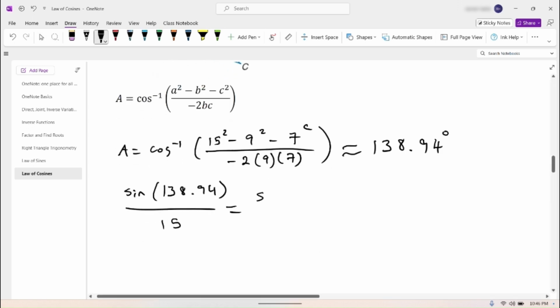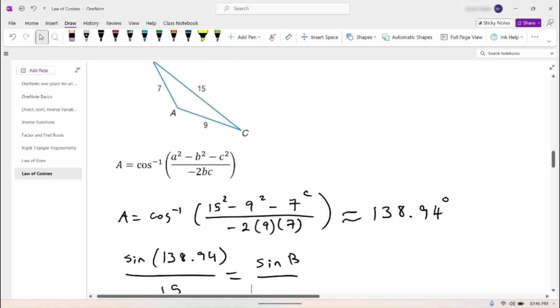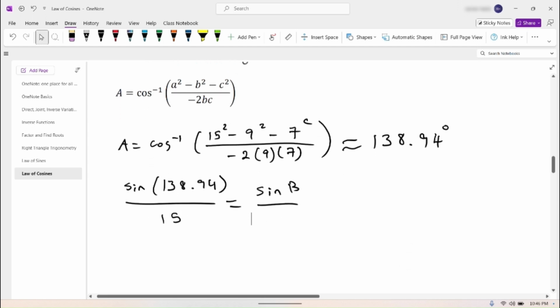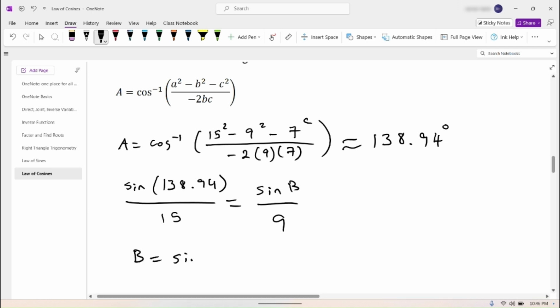This equals sine of B over side B, which is 9. So then B equals inverse sine of sine 138.94 times 9. This is cross multiplying like that. And then this is all divided by 15. And we took the inverse sine because sine of B equals that.